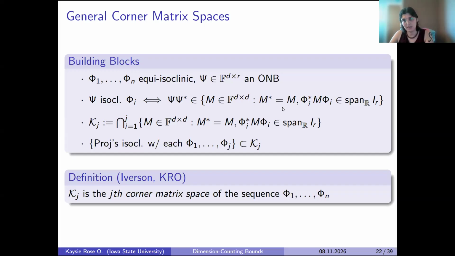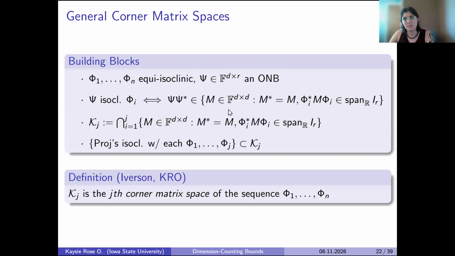First condition, second condition: phi I star M phi I is in the real span of the identity. This is an if and only if whenever psi is an O and B. There are things in here that are not projections that do not decompose in this form. But if it decomposes in this form, it is isoclinic to phi I.